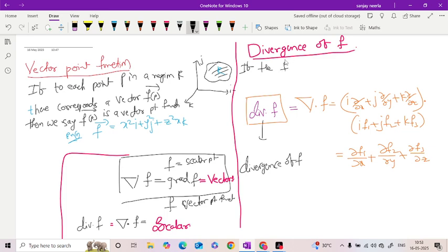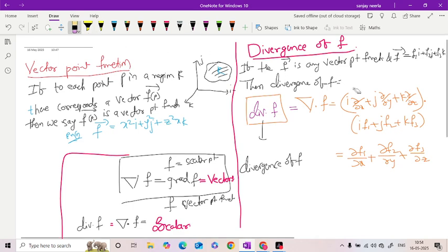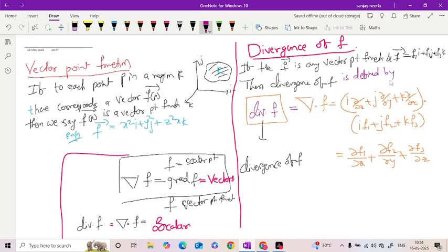So f is any vector point function, and f is written as f1 i plus f2 j plus f3 k. Then the divergence of f, denoted by del dot f, is defined by dou f1 by dou x plus dou f2 by dou y plus dou f3 by dou z. So this is the divergence of a vector point function f.